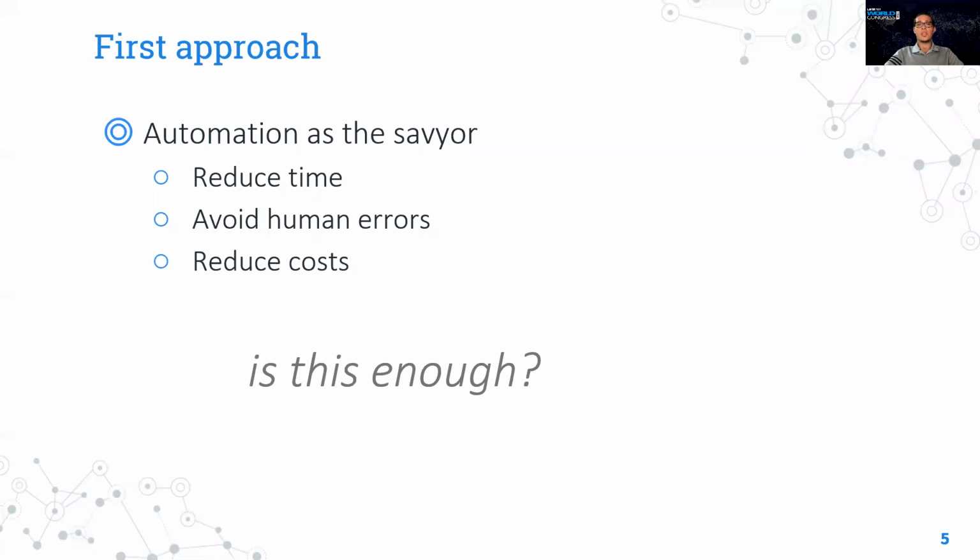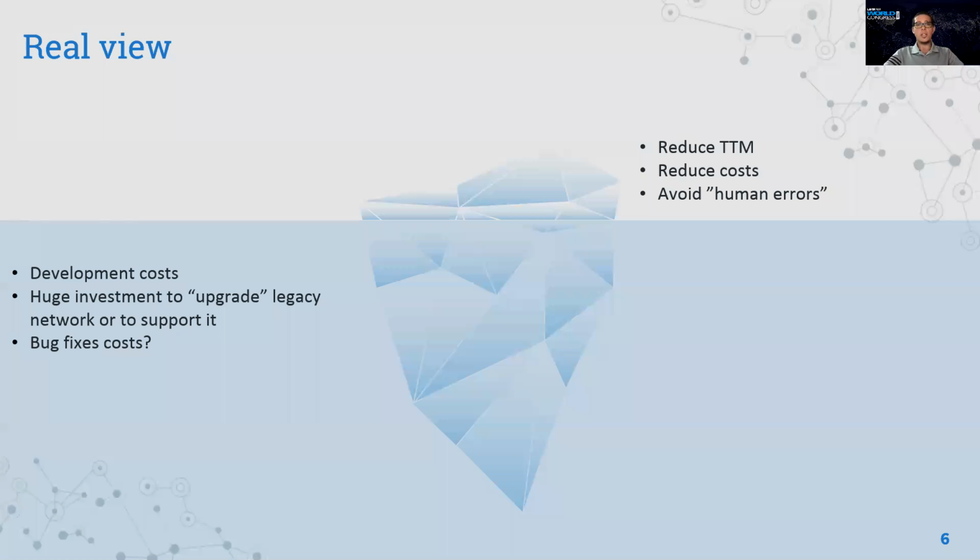So what was the first approach that we took? It was automation. Automation as the savior, because we all know it can reduce time, avoid human errors, and reduce costs. This actually sounds great, but is this really enough? So let's take a close look.